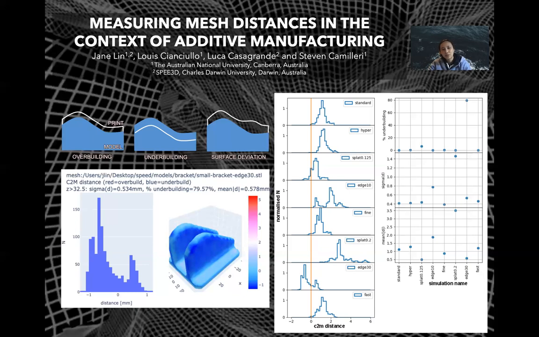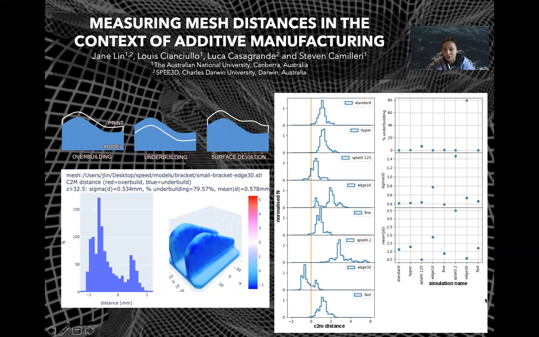Now, in order to measure these three different factors, I devised a tool that uses the cloud to mesh distances, and it returns a distribution of these distances for me to calculate a bunch of different statistics on top of it. To test this method, I have 8 different models and their prints. And here are the cloud to mesh distances.